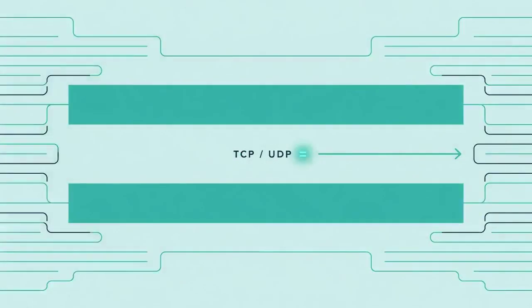OSI layer 4 maps cleanly and directly to the TCP/IP transport layer. Same responsibility, same protocols, just a simpler naming. TCP and UDP operate identically in both models, so there is no reason to split them apart.